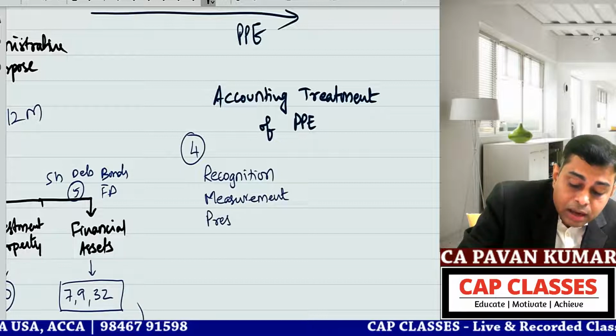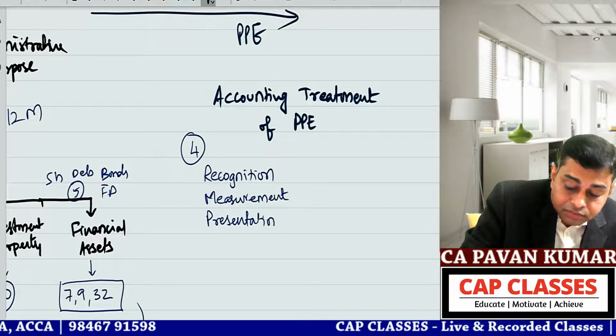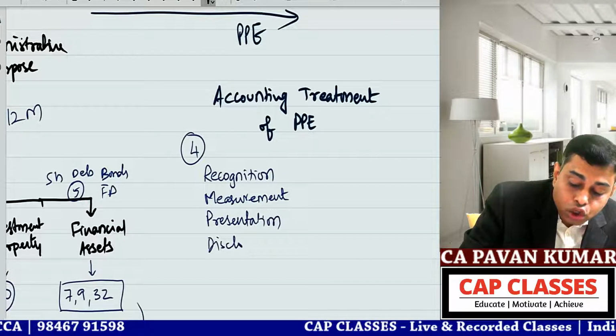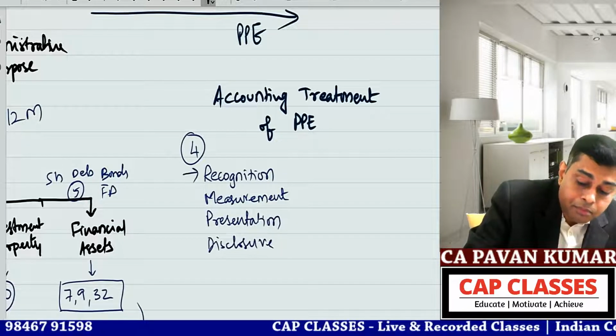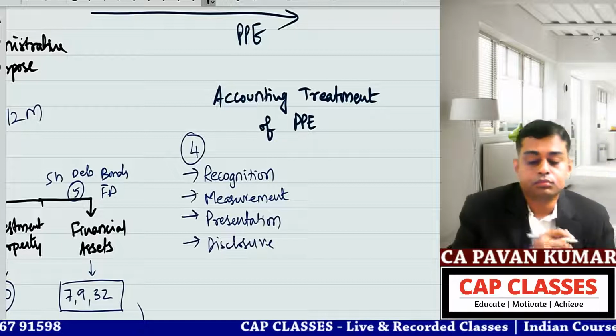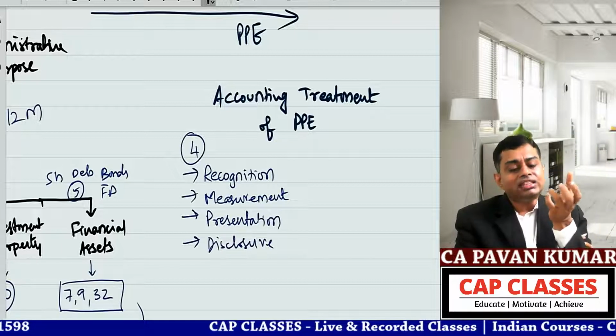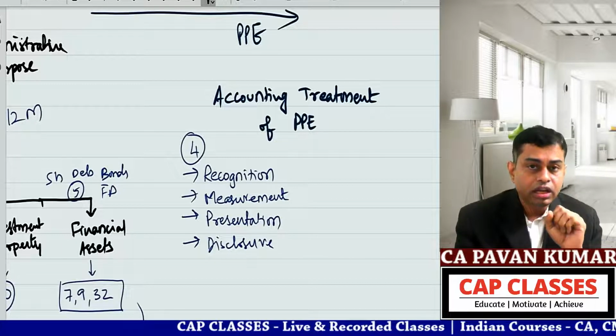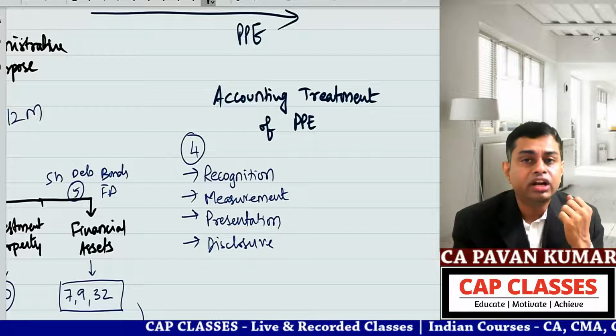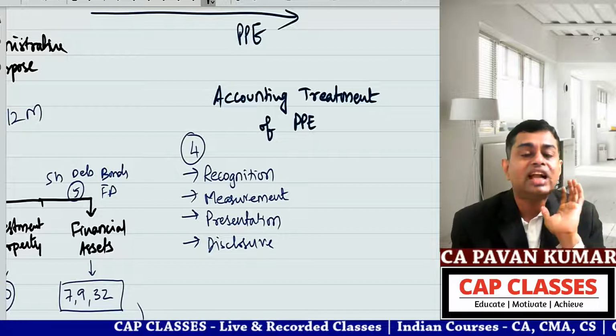Third one is called presentation. Fourth one is called disclosure. This is a broader level understanding of an accounting standard. Any IFRS you take, any international accounting standard you take, basically an accounting standard deals with recognition.